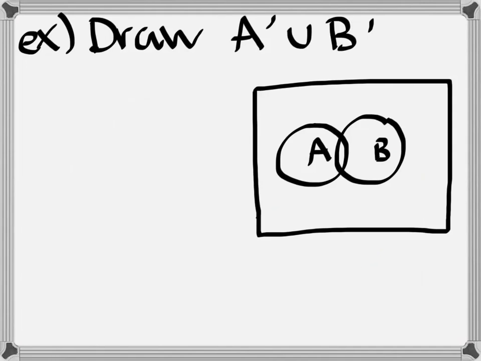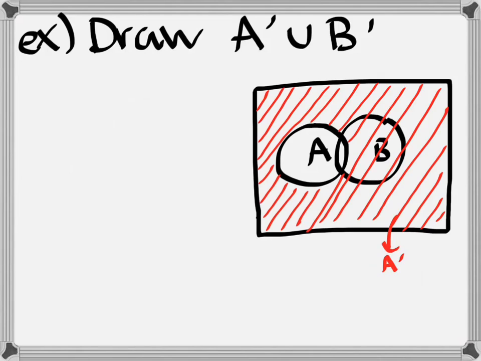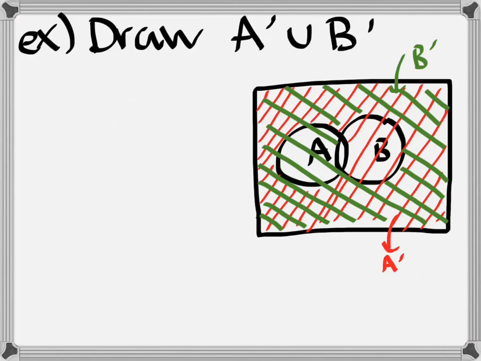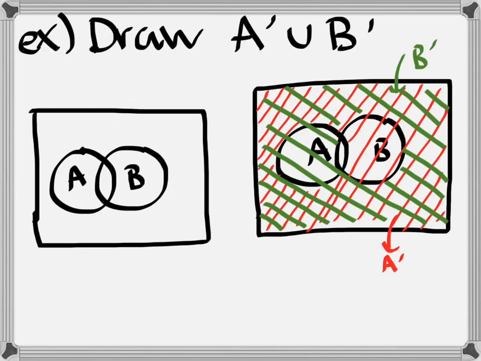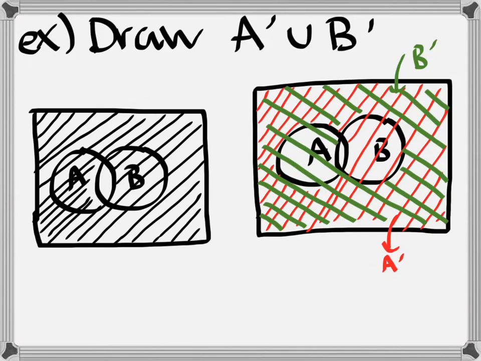Next, let's look at A complement union B complement. This is pretty similar, except instead of taking the intersection of the two sets, I want to look at the union, which is combining the two regions. We'll begin by shading in A complement. Next, we will shade in B complement. And now, because we want to take the union, we want anything that's shaded in either color. So let's clean this up a bit and color in the following.